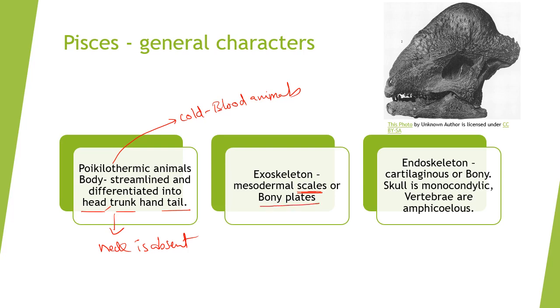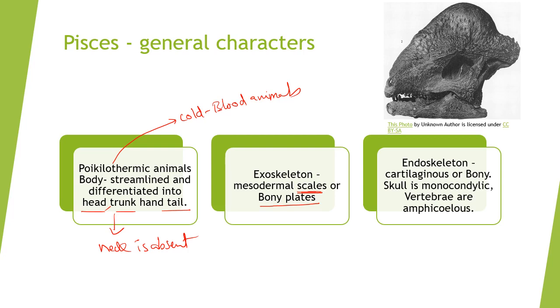Bony plates. In some kind of fishes, completely the body is covered with bony plates. For suppose ostracoderms. Ostracoderms are heavily armored fishes because their body is completely covered with platelets, not scales. In this way, the fish's body is covered with the mesodermal scales or bony plates that constitute the exoskeleton. Whereas in endoskeleton, the skeleton is made up of either cartilage or bone.